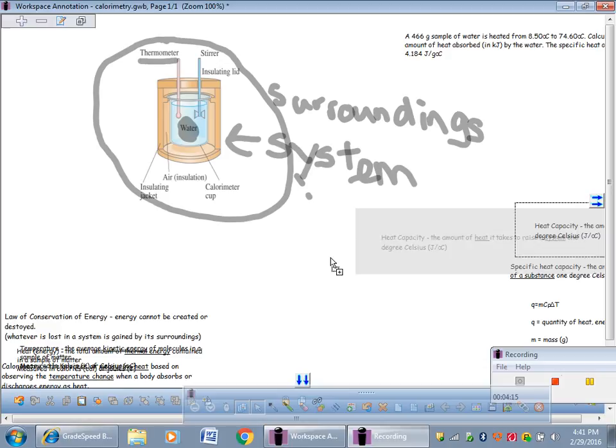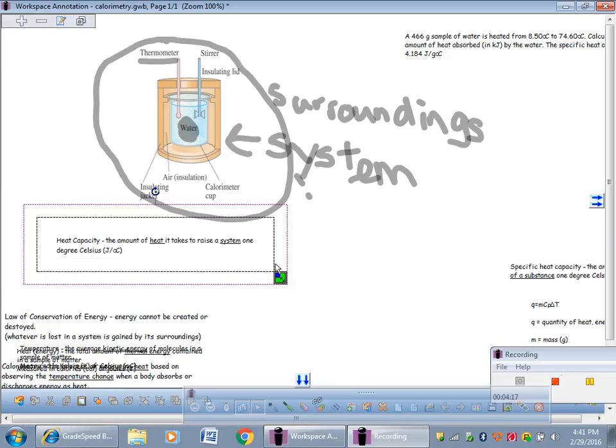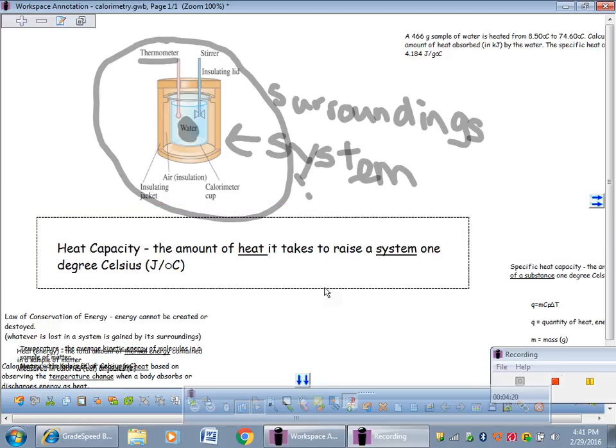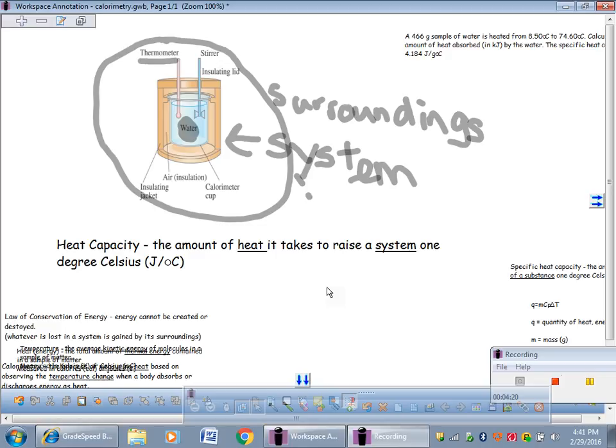All right, then we have what's called heat capacity. So the heat capacity is the amount of heat it takes to raise a system 1 degree Celsius. So if you're heating up water, how much energy must be put in to raise that system 1 degree? And so the unit for heat capacity is joules over degrees Celsius, because joules is the energy, how much energy per 1 degree Celsius, to raise the system.